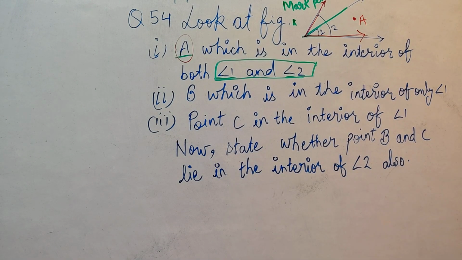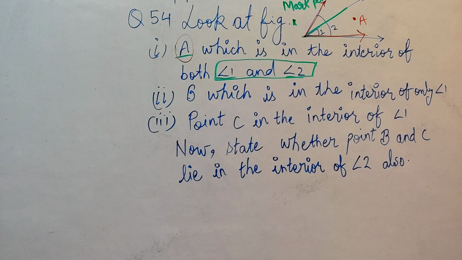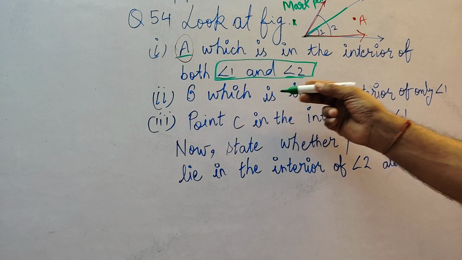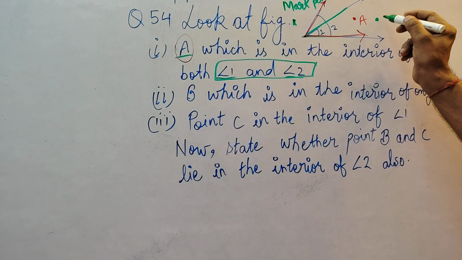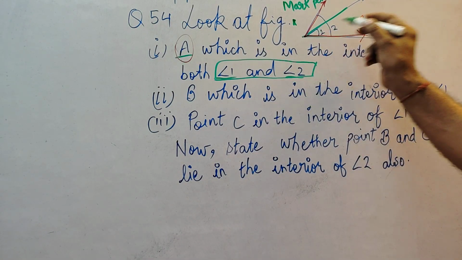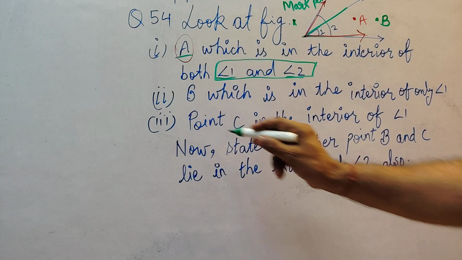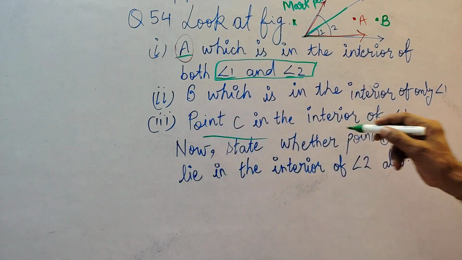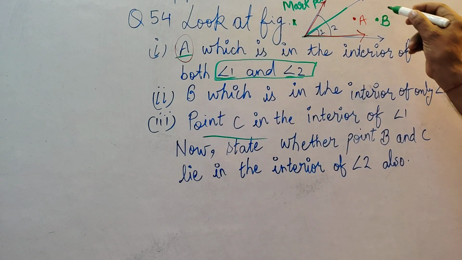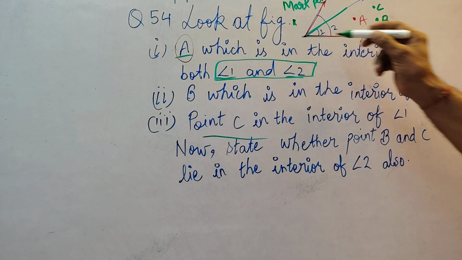Now the second part is B, point B which is in the interior of only angle 1. Only angle 1, so B is also near to A because angle 1 is this one. And point C is in the interior of angle 1. So C is also in the interior of angle 1. Angle 1 is this one.